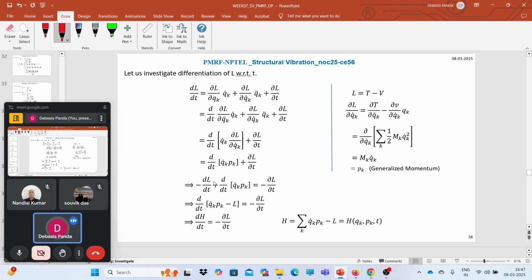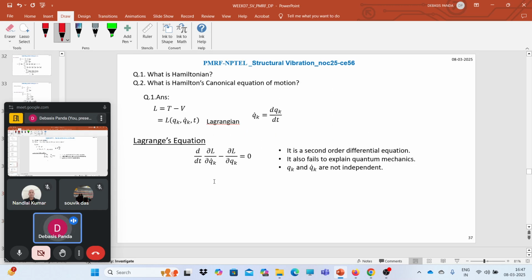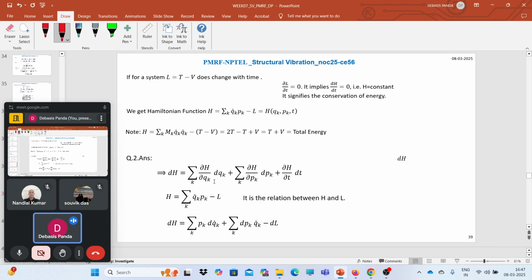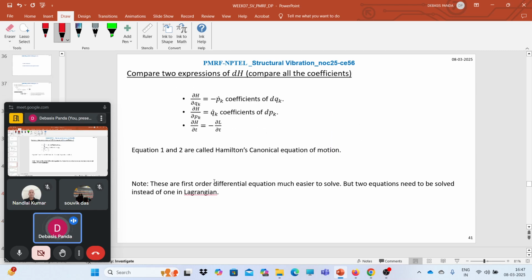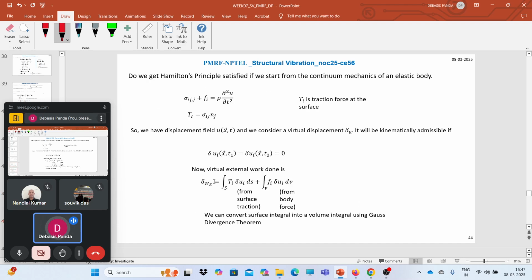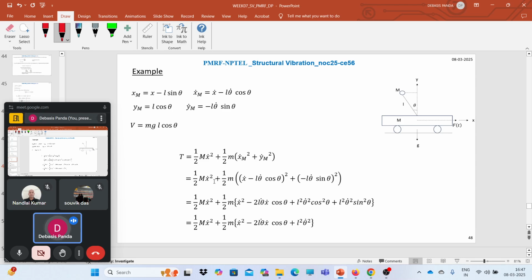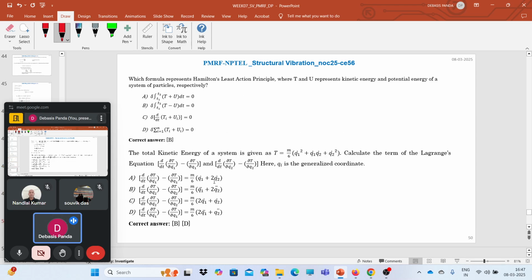We have a few questions here, like what is the Hamiltonian? To answer this we need to solve this equation, and we need the concept of generalized momentum and related things. But today we don't have time to explain these, so we will not go into them. We will quickly solve one or two examples which are required for your assignments. Then we will wrap up this session.